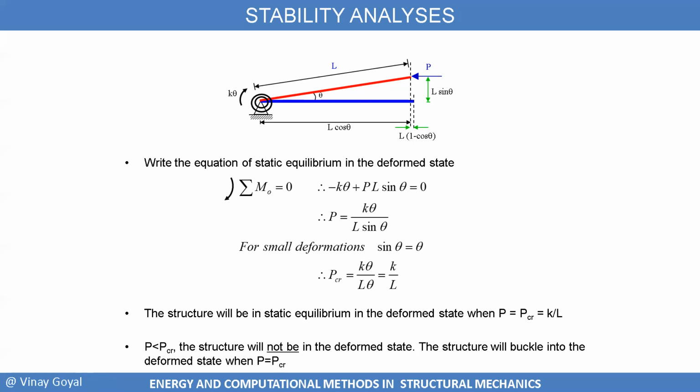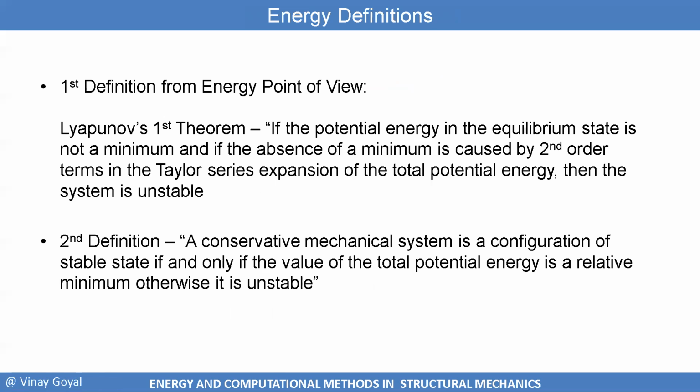The structure will buckle into the deformed state when P reaches the critical value of K over L. So you can see here, it's very interesting how buckling only depends on the geometry and material parameters. Here, P critical only depends on the length of that rigid bar, and K here is the stiffness of that torsional spring. That's extremely interesting. Now let's look at the energy definitions.